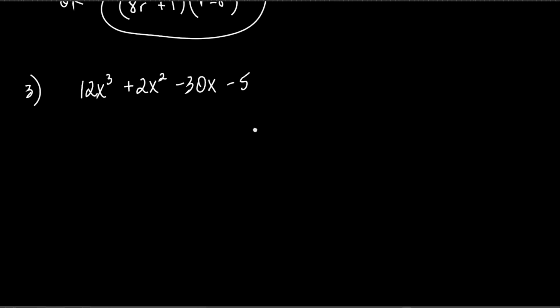Let's do number 3. So it's 12x cubed plus 2x squared minus 30x minus 5. Up to this point, we've always had a plus right here, haven't we?